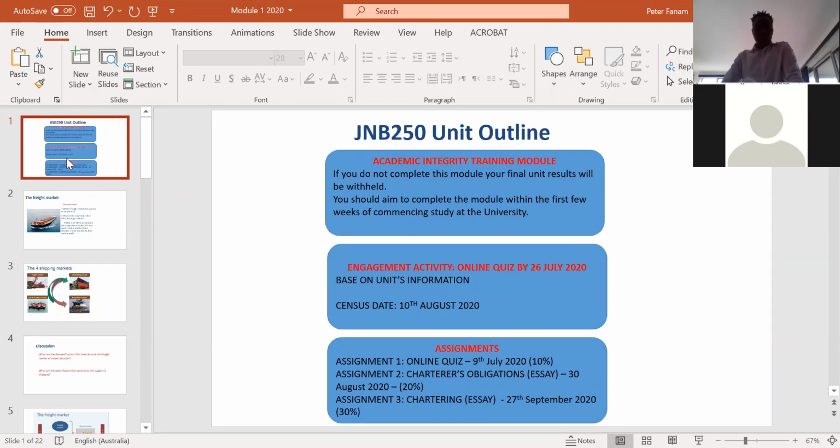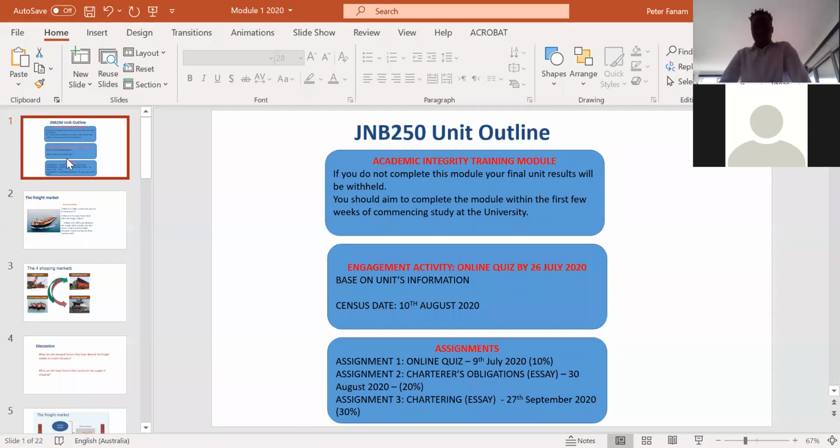And then besides that, we also have an engagement activity for this unit. The engagement activity that you do for this unit is based on the unit outline. So if you go through the unit outline, you'll be able to do this activity without any difficulties. And also, to point out the census date, keep that in mind. Anything you do after the census date might somehow go against you. So have that date in mind.